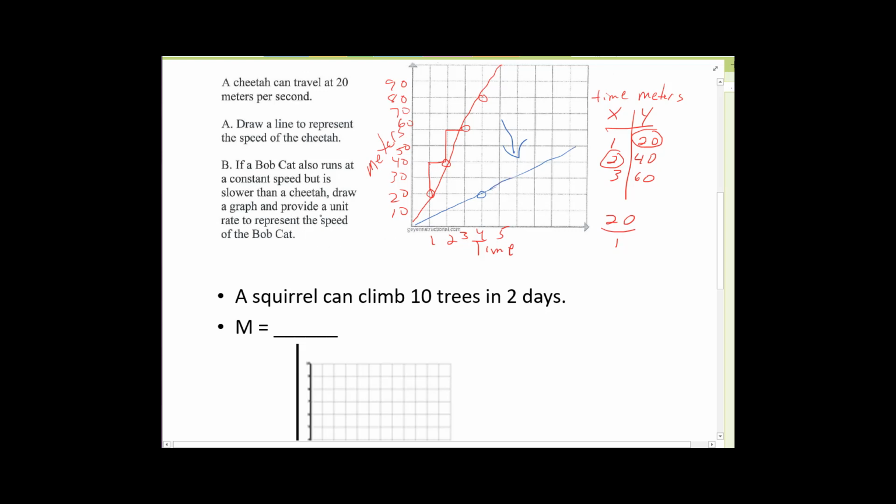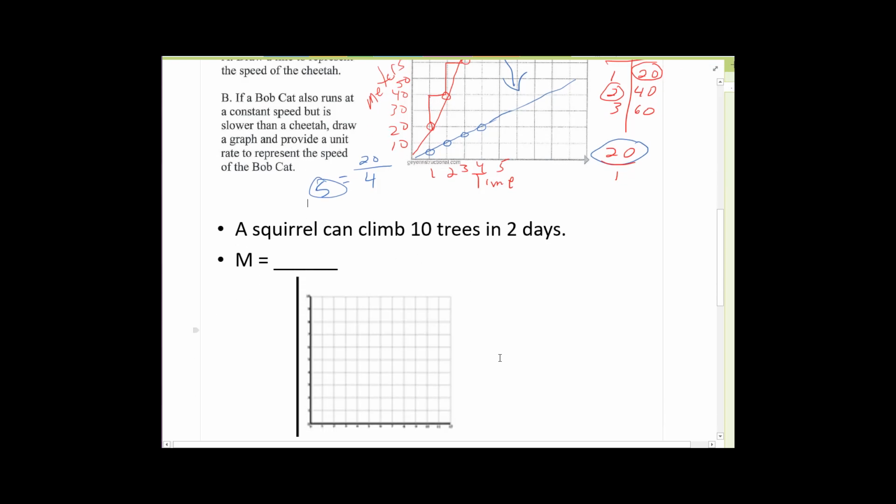So provide a unit rate. So again, if he's going 20 meters in 4 seconds, we have y over x, 20 over 4. His unit rate would be 5, wouldn't it? Because if I look at my graph, at 1, I probably have 5 here. At 2, I have 10. That makes sense. 3, I have 15. And 4, I have 20. So that makes sense. So the bobcat is slower. The line's going to be less steep. And we know that he's going at a unit rate of 5, as opposed to the cheetah, who goes at a unit rate of 20. So that is much steeper, 20 than 5.